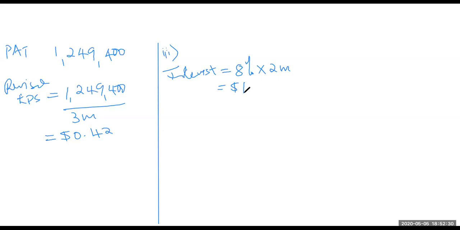It's 1.6 million. Are you sure? No, I doubt it, because it is 8% of 2 million, or 0.16. Okay, so you get 160,000. Thank you. Next, you multiply it with the nominal value, which was 100. So the interest was 160,000 multiplied by 100. You get how much?